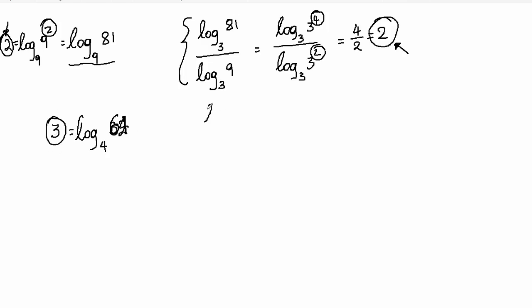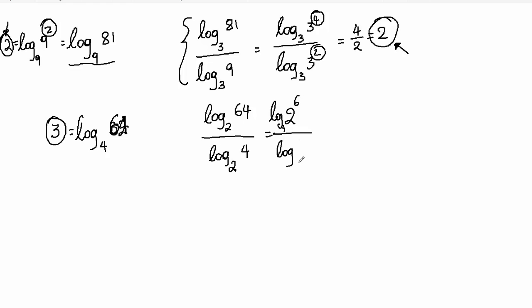Now, let me do the following. Log with base 2 of 64 divided by log with base 2 of 4. This is 2 to the 6th, log with base 2 of 2 to the 6th divided by log with base 2 of 2 squared. That is equal to 6 divided by 2. That is 3.